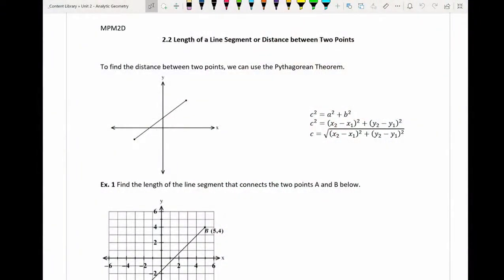In today's note, we are going to be looking at the length of a line segment, or distance between 2 points, which is basically the same thing. Because if we're looking at the length of a line segment, we're going to be using the two endpoints to help us with that. So it's basically the same thing.